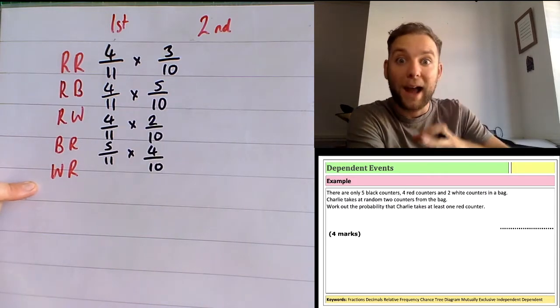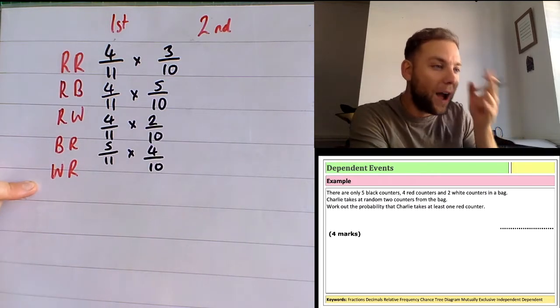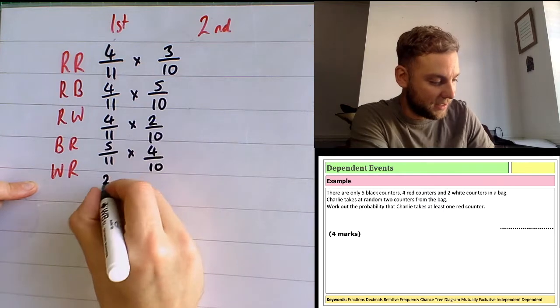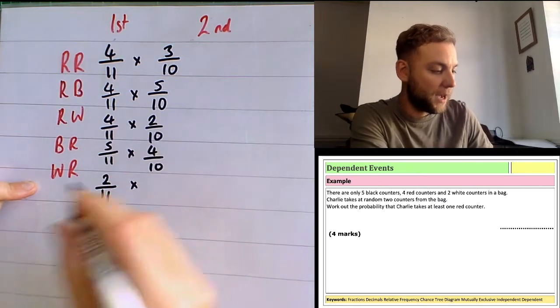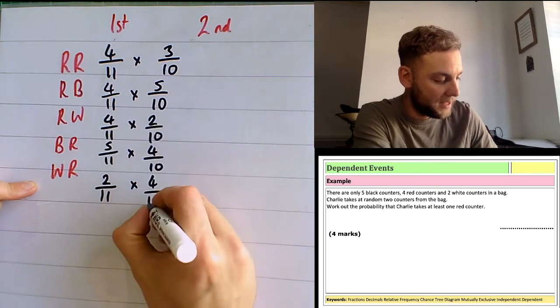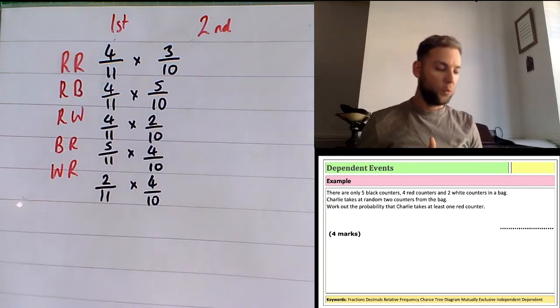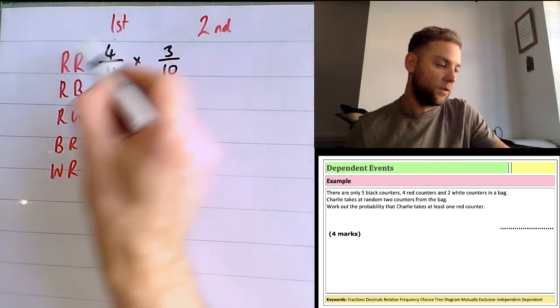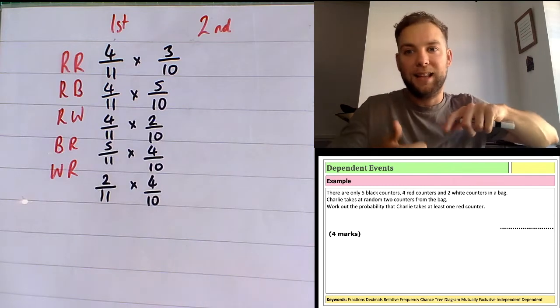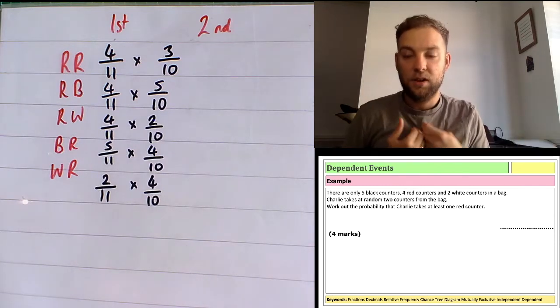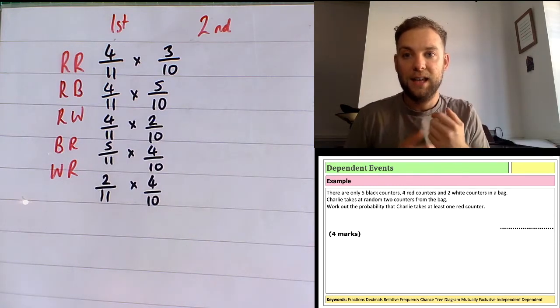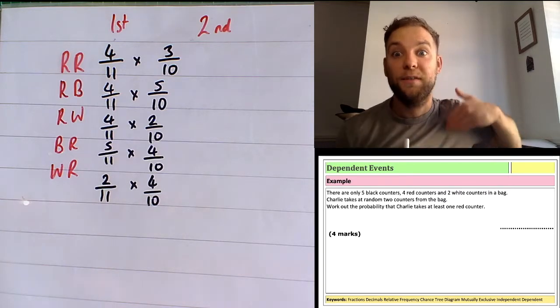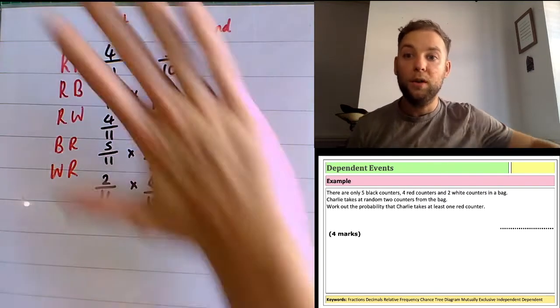And then picking a white and then red. So the white counters are going to be 2 white counters in there out of 11, times by picking a red, which is going to be 4 out of 10. Now, with this one here, this is the key one, I'd say, because it's understanding if I've taken one red out, 4 out of 11, then there's only 3 left in there out of 10, and you've got to do all of these different outcomes.